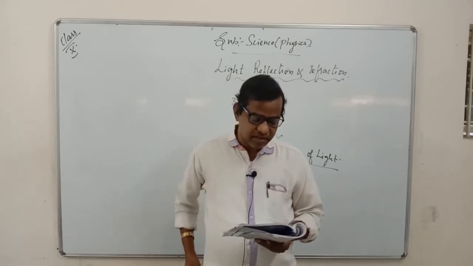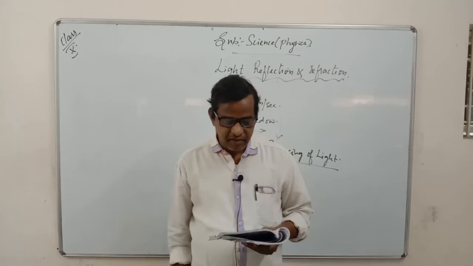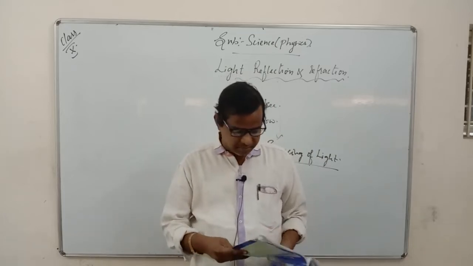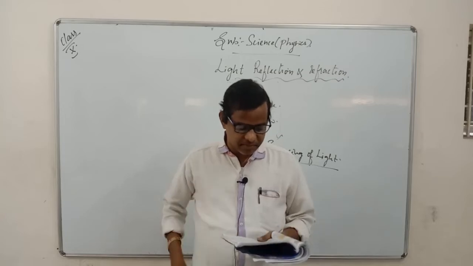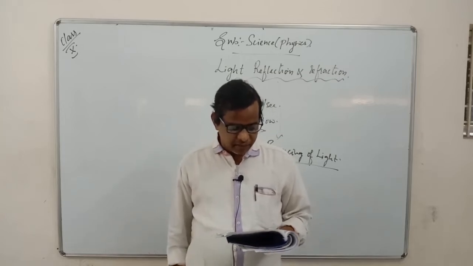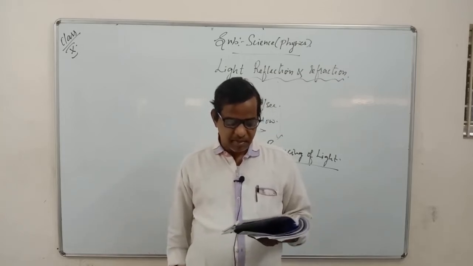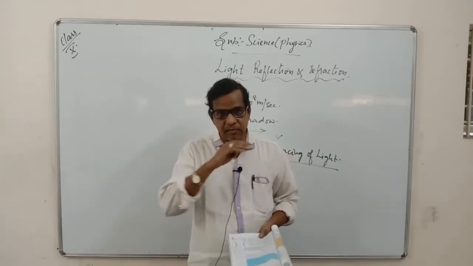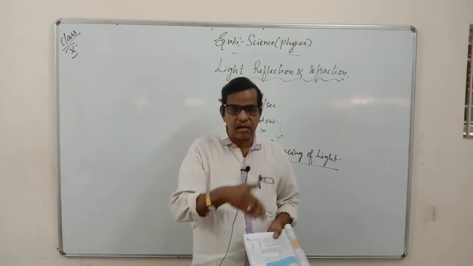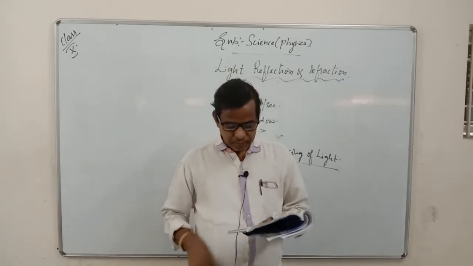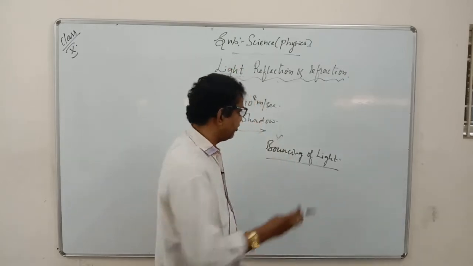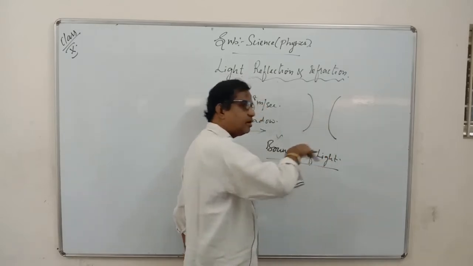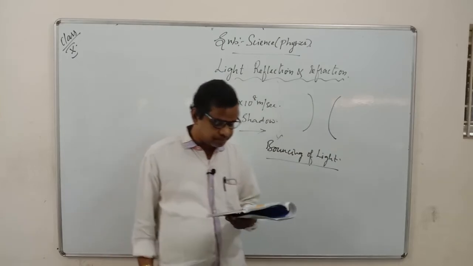How would the image be when the reflecting surfaces are curved? Let us explore. So let us go to the spherical mirrors. The reflecting surface of a spherical mirror may be curved inward or outward. You may have either like this or like this. It may be curved inward or it may be curved outward.